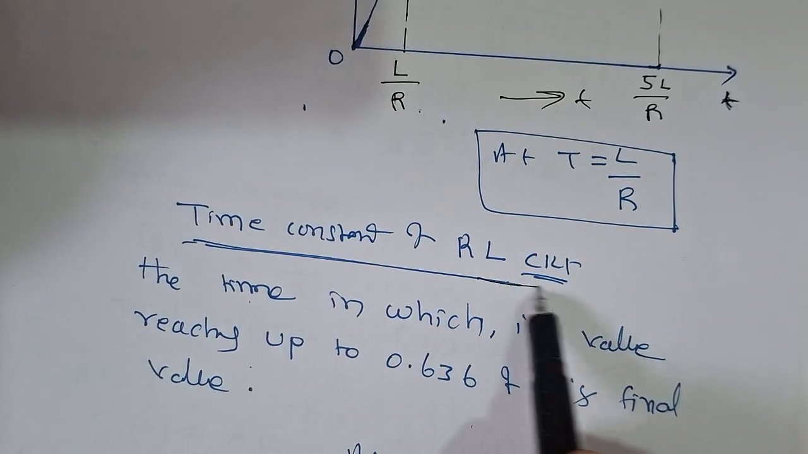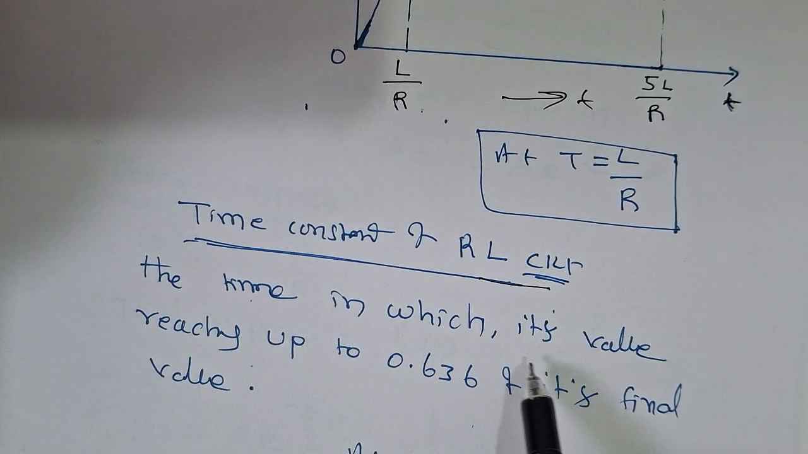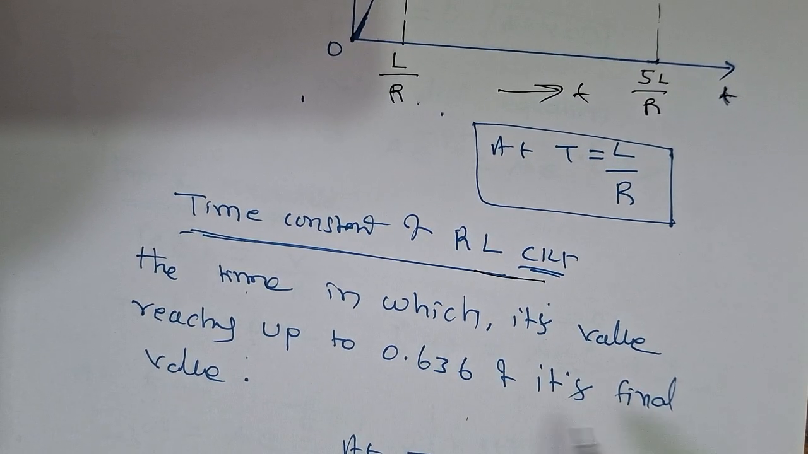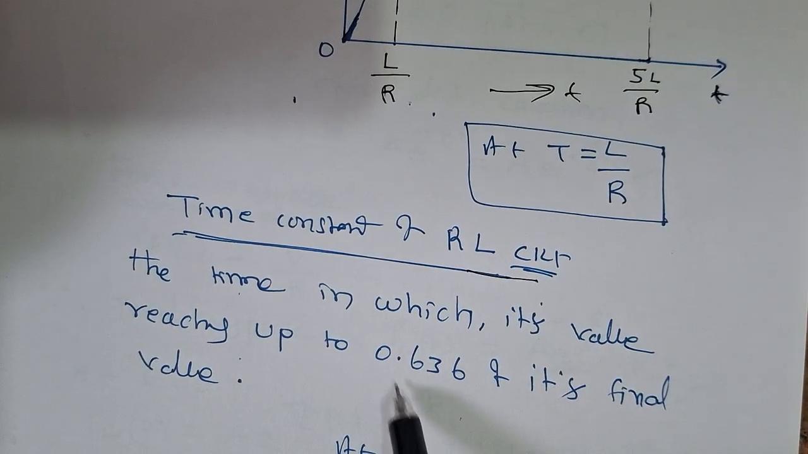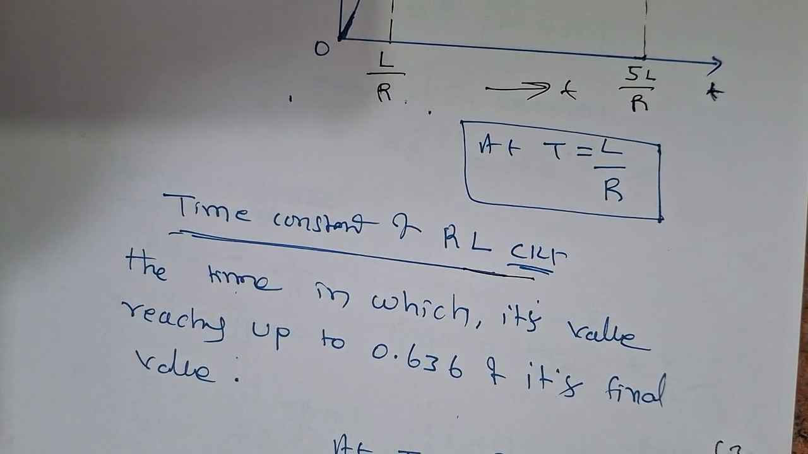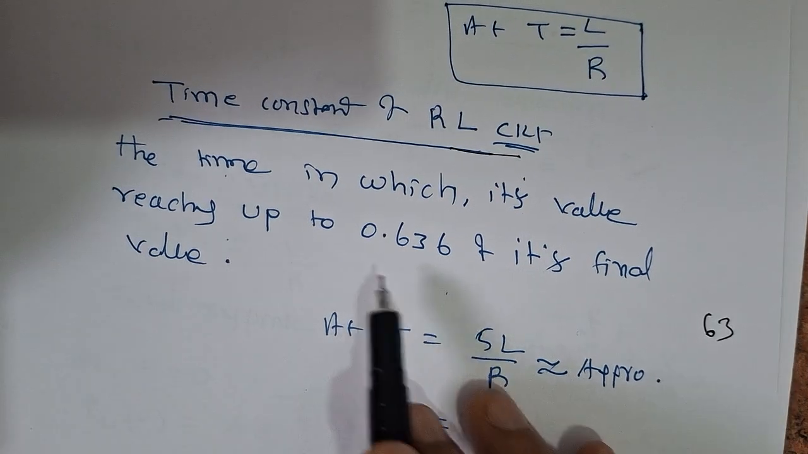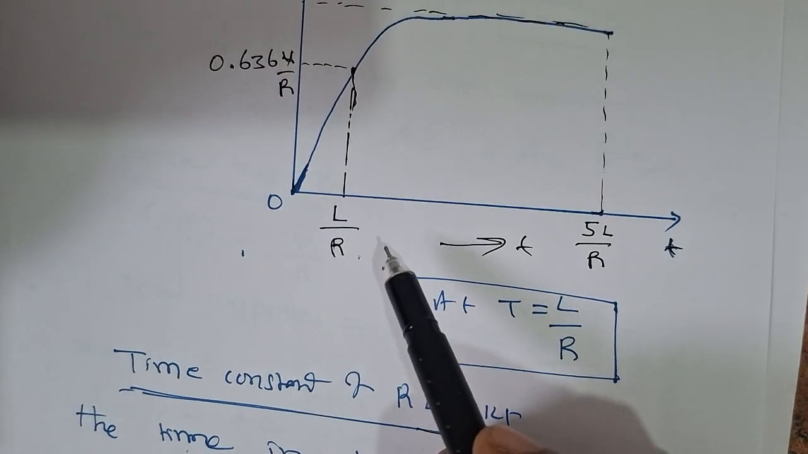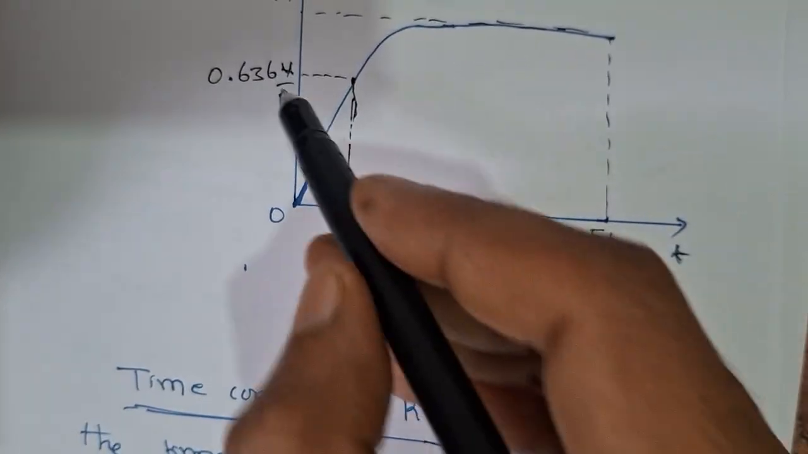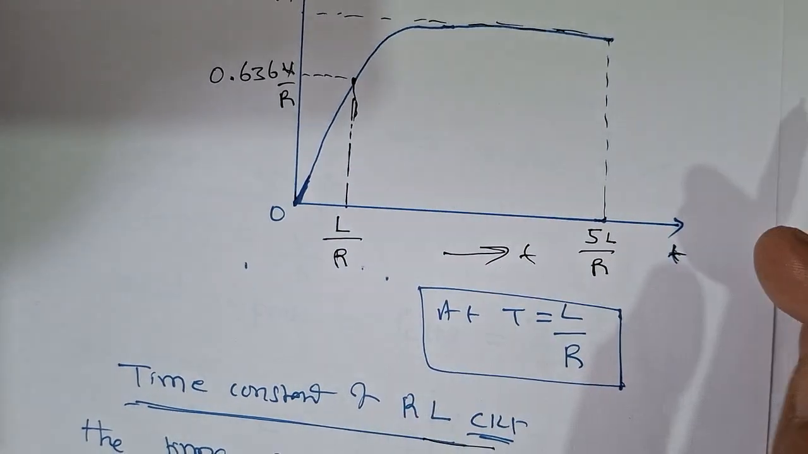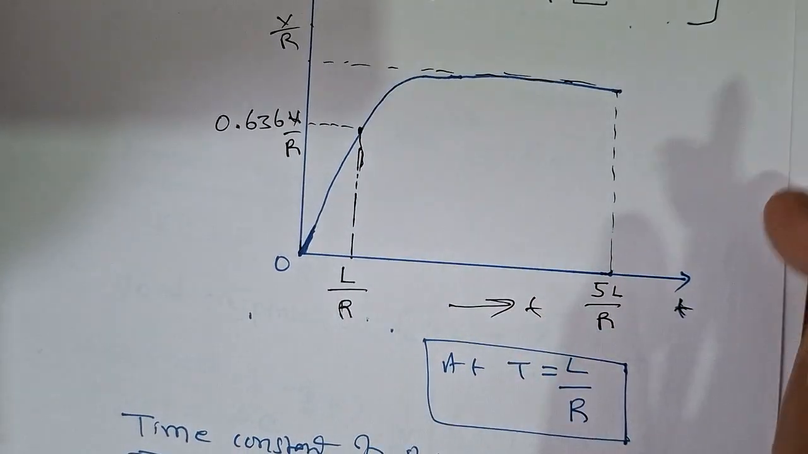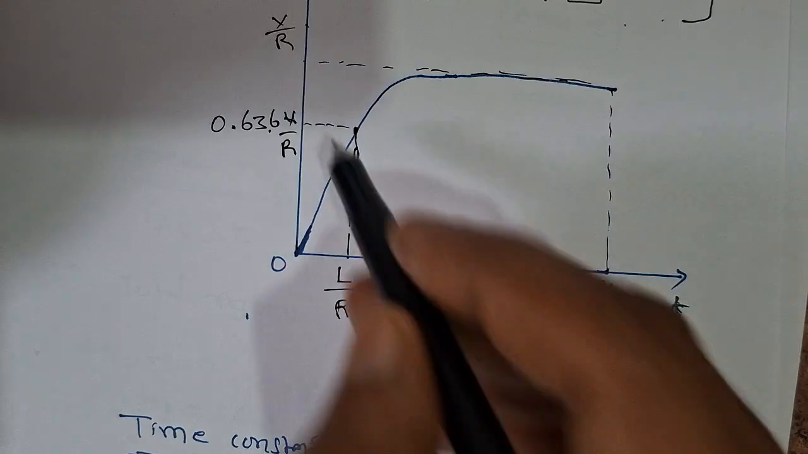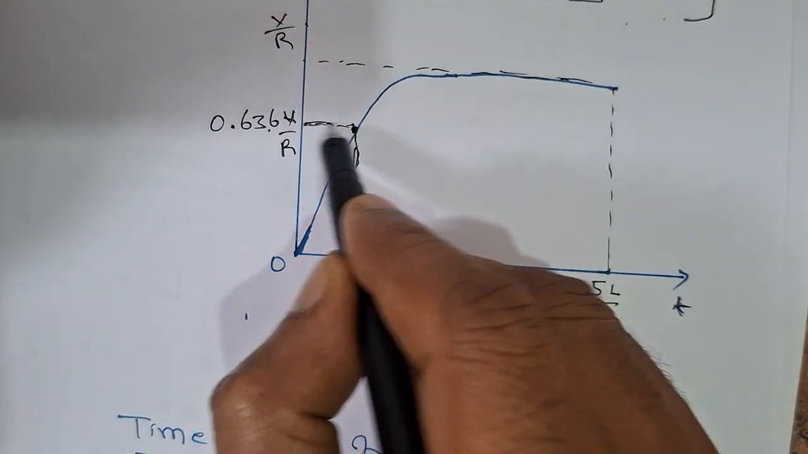Time constant of the RL circuit is nothing but the time in which its value reaches up to 0.636 of its final value. If you multiply with 100, you will get 63 percentage. So that is the time at which the inductor reaches 63 percentage initially. So the inductor current is equal to 63% of V by R. So this is the time response of the RL circuit.